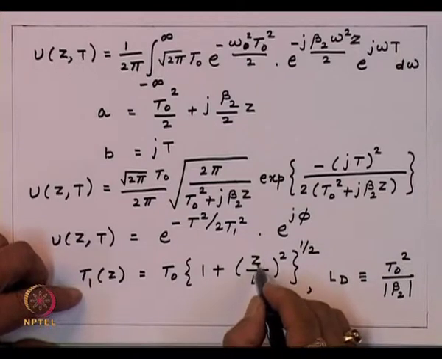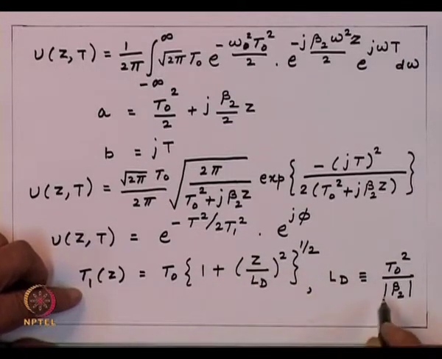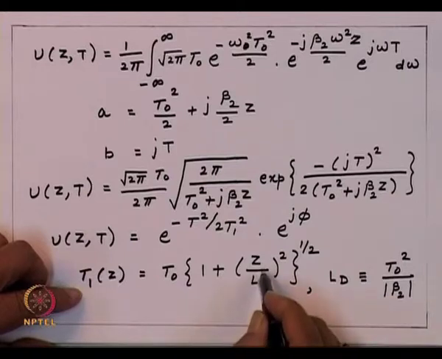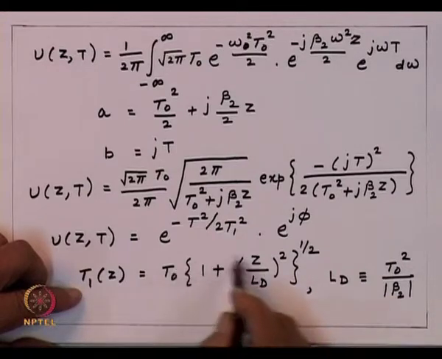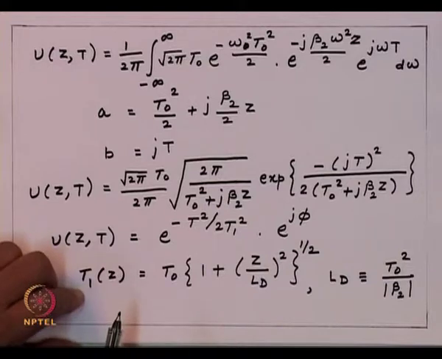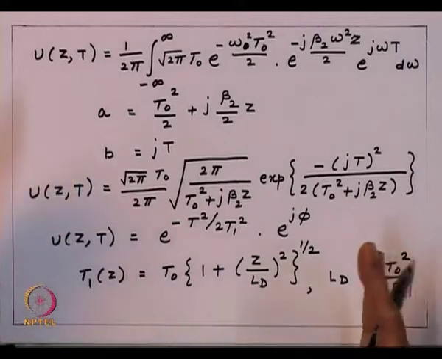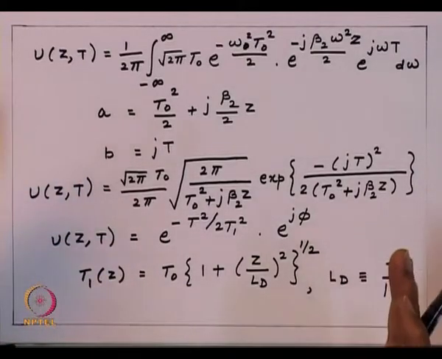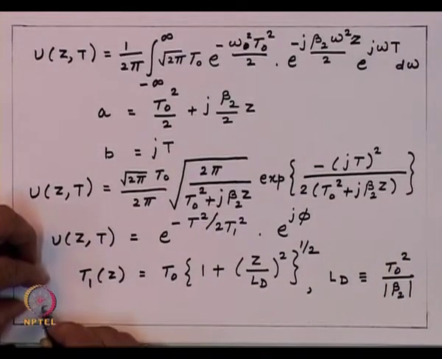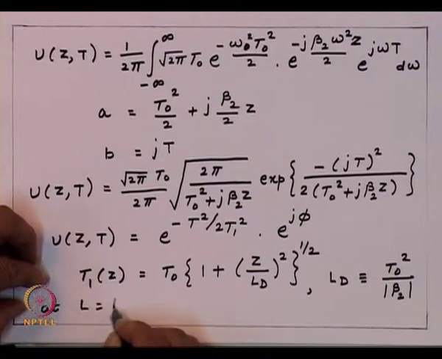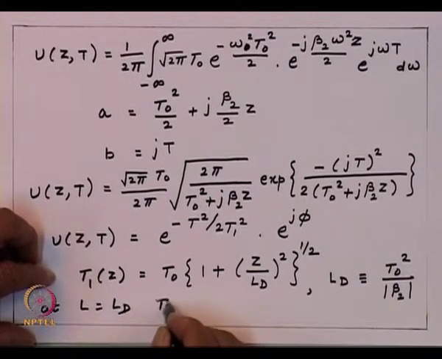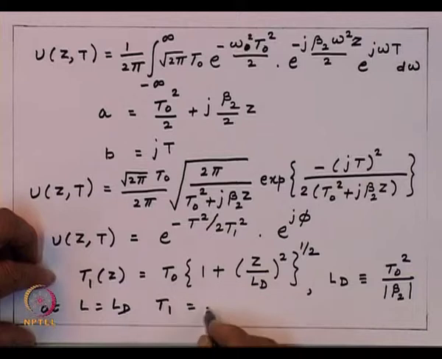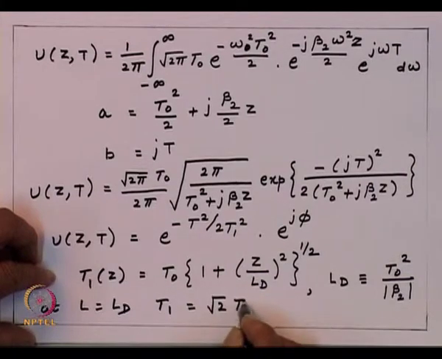So, if I take the distance z equal to L d, which is the dispersion length, this quantity will be equal to 1. So, this quantity will be equal to root 2. So, what that means is now physically the dispersion length is that length over which the pulse width increases by a factor of root 2. So, you will see at L equal to L d, the pulse width t 1 is root 2 times t 0.